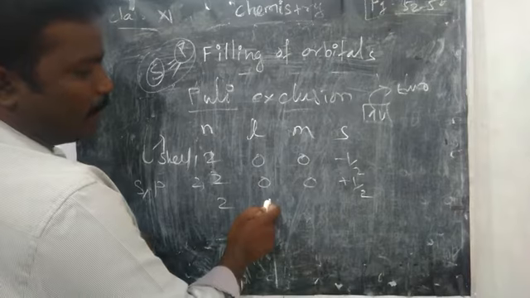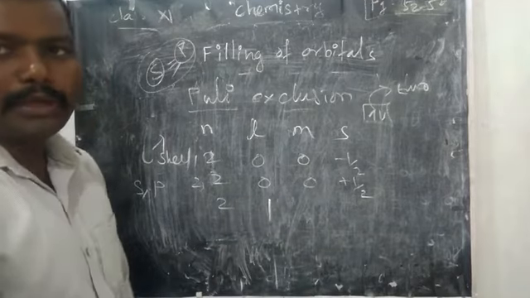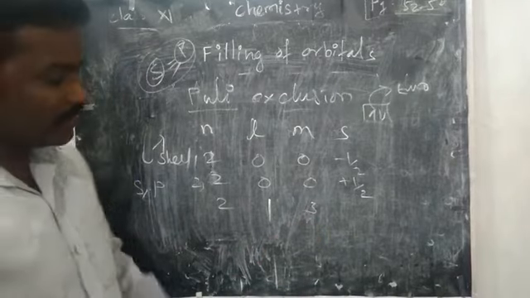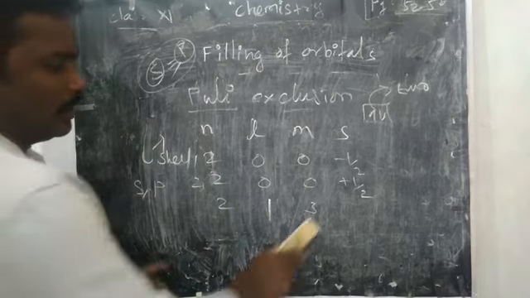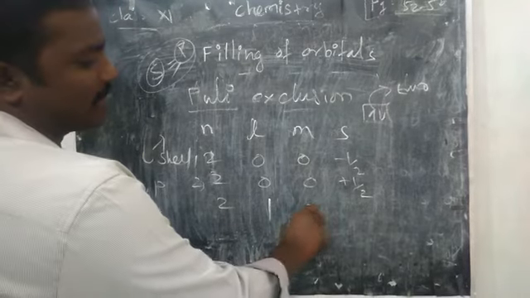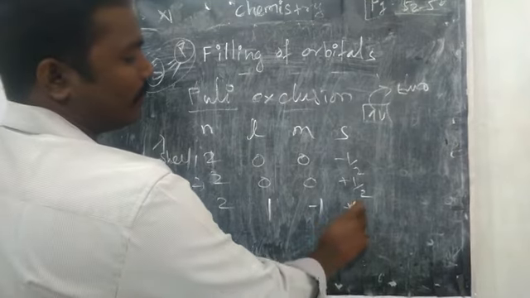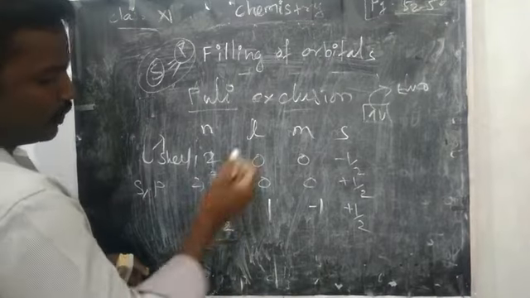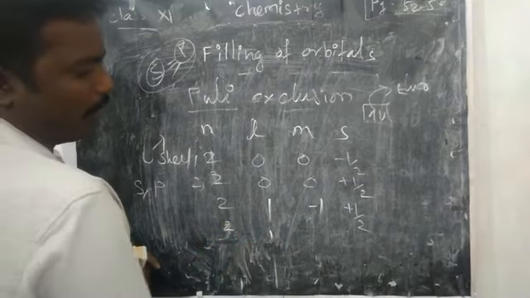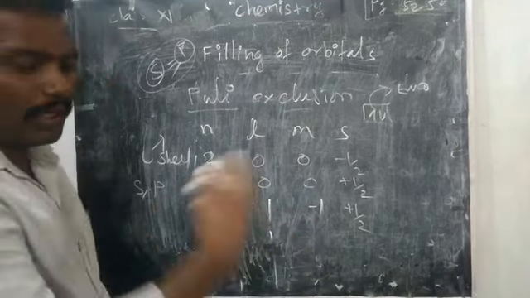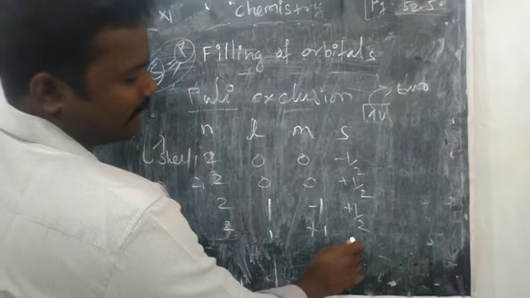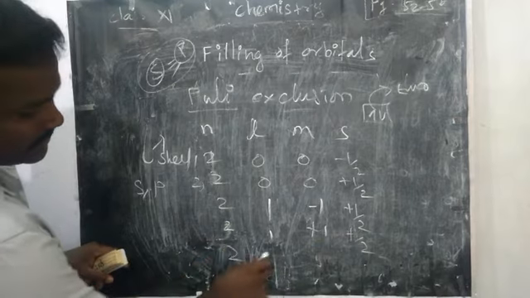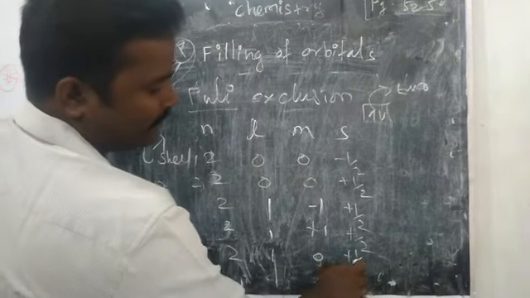Then L value is 1 means what about the M value? M will have three values. Okay, you can remember, I hope. What are the three values? It may have minus 1, plus 1, 0. So one by one we will tell. Minus 1, here also plus 1 by 2. Then the next electron, the fourth electron: L value here also 1, here also minus 1 plus 1. Then here also it may have plus half. Then here we have 0. Then it may have plus 1 by 2.